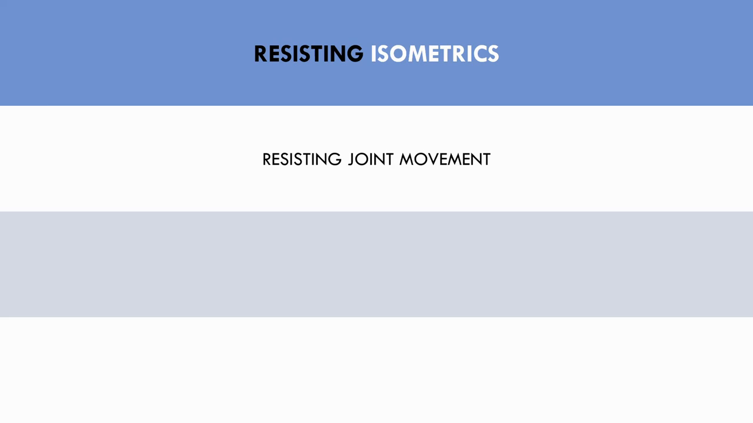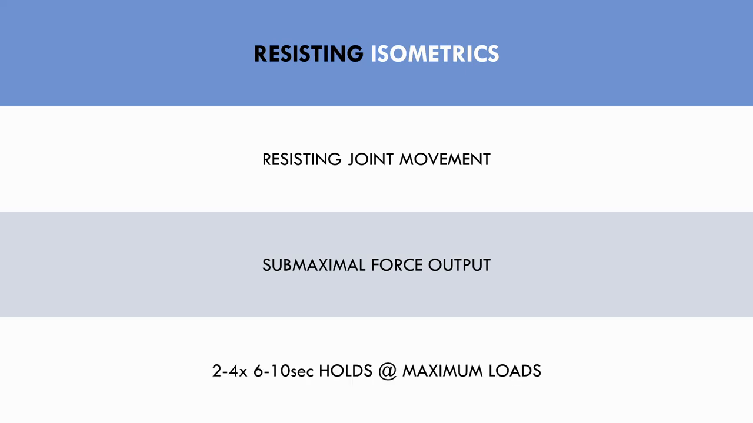This form of isometric training doesn't allow the highest forces to be produced and is best used as an introductory phase to isometrics. 2-4 sets of 6-10 second holds with maximum loads are a good general guideline for this form of training. For resisting isometrics, a Smith machine works best as the athlete will have no stability resisting on a single limb.